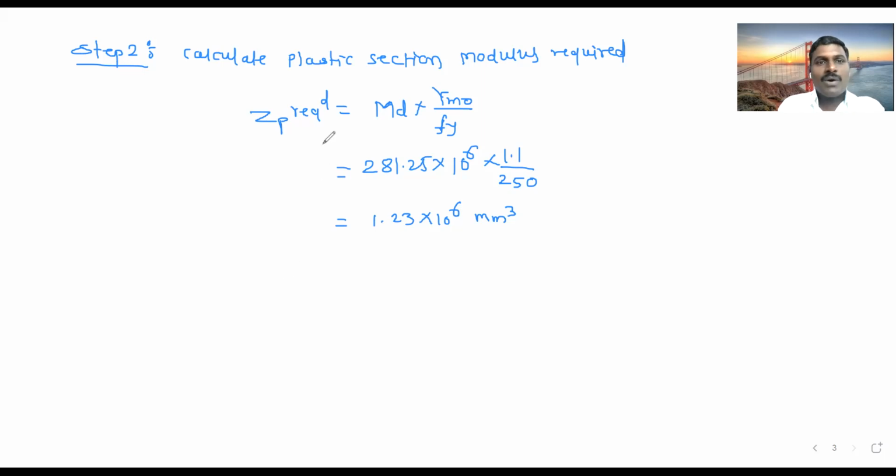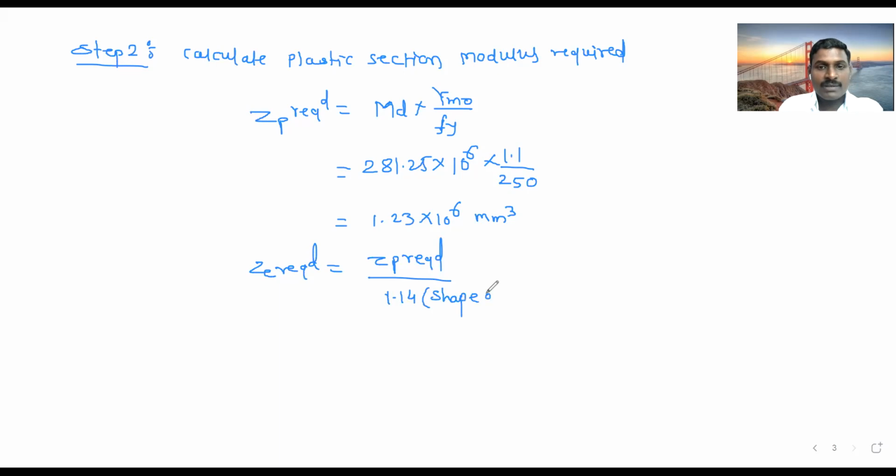Okay. So now after ZP required, what do we have to calculate as per the design procedure? ZE required we have to calculate. So ZE required we have to calculate from ZP. So ZE required is equal to ZP required divided by 1.14. This is the value of what?